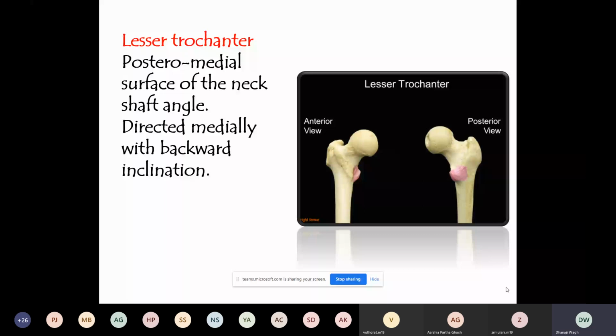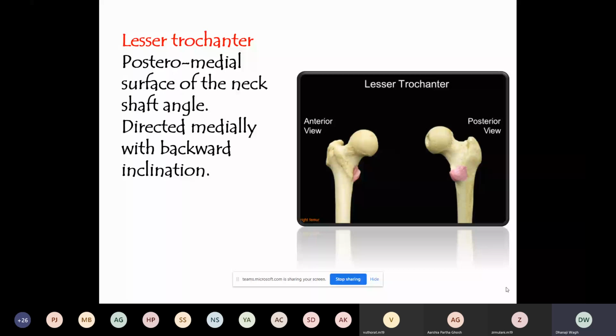The anterior surface is rough. I am talking about the greater trochanter. The medial surface presents a rough impression, a deep trochanteric fossa. Below that there is muscle attachment, and the lateral surface is crossed by an oblique ridge running downwards and forward. Now come to the lesser trochanter.